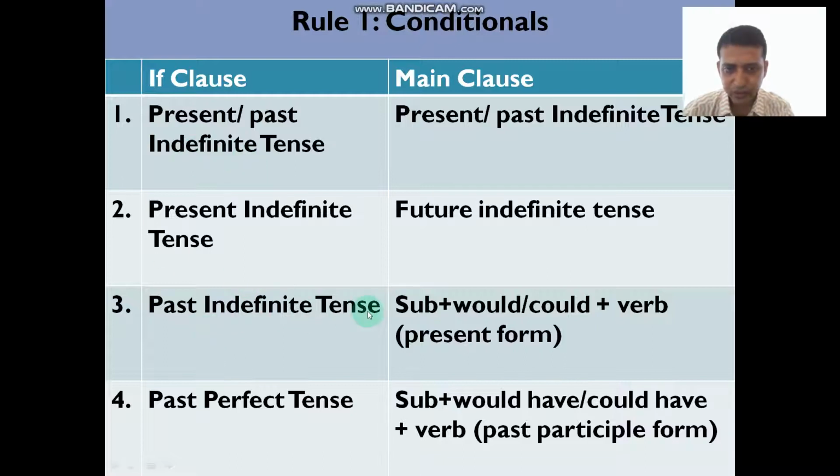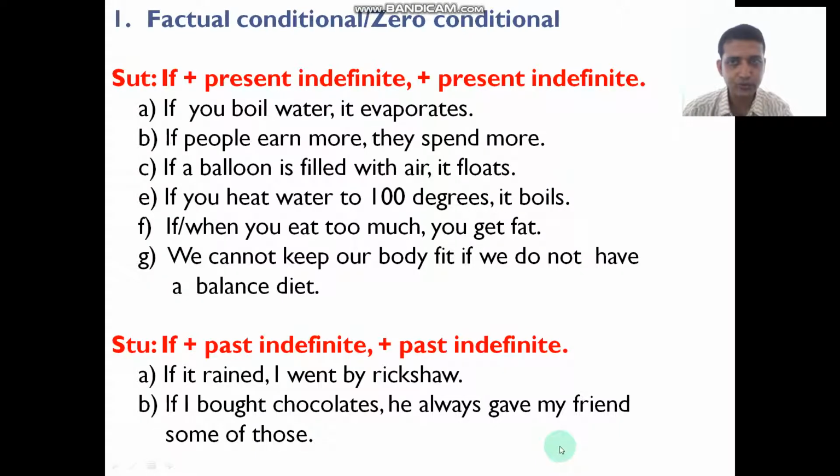If the if clause is past indefinite tense, the main clause will follow this pattern: subject plus would/could plus verb, present form, base form of the verb. If the if clause is past perfect tense, it would be like this: subject plus would have/could have plus verb, past participle form of the verb. I think this is very clear to you.